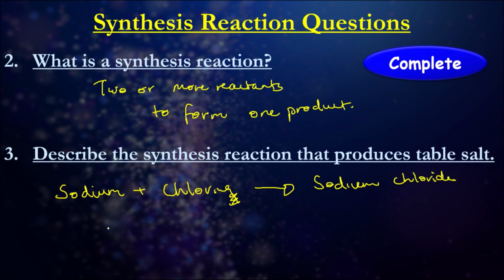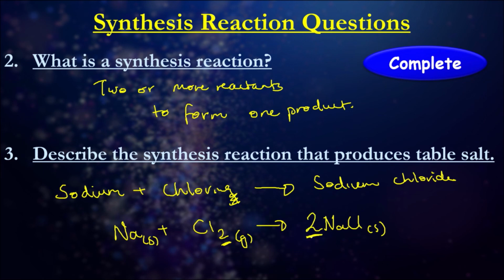If you want to be fancy and show the chemical equation, sodium mixed with chlorine gas, we have a solid, we have a gas, and make sodium chloride, which is also a solid. You can see that chlorine, we have two of them, we only have one here, so we're going to put a coefficient of 2, which means we also need to put a coefficient of 2 in front of the sodium here.